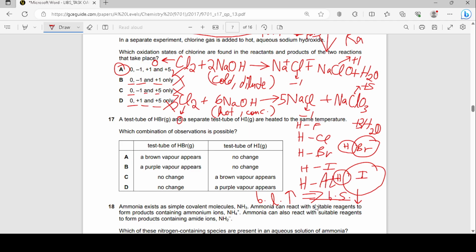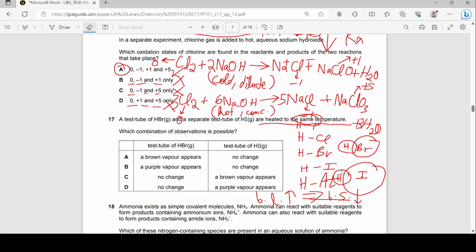reactive. Okay, and so if I look at the options, firstly, they're heated to the same temperature, right? Whatever temperature it is, basically it's more likely that HI would react as compared to HBr. So it's very possible that both of them show reactions, HBr and HI. I don't know the temperature actually. If it's a very high temperature, obviously both of them would decompose and stuff. But if it's a very low temperature, then neither of them will react. But if it's a reasonable temperature, then HI would react, but HBr might not.